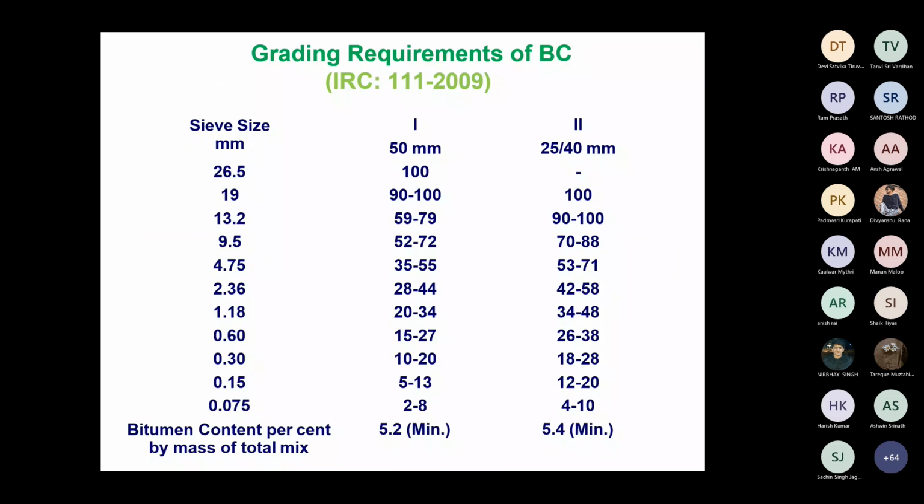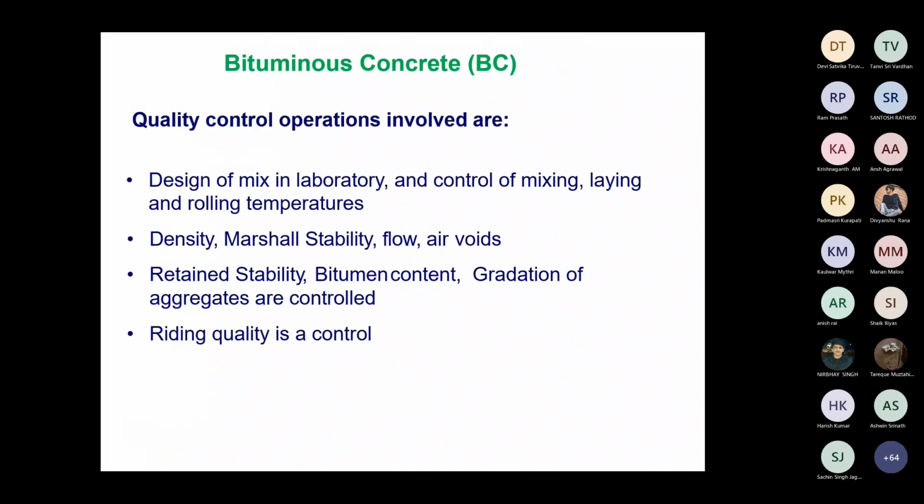Bituminous concrete has grading 1 and 2 as per IRC 111 and also as per MoRTH. For grading 1, the minimum bitumen content is 5.2, and for grading 2, the minimum bitumen content is 5.4. Okay, so you have to choose the grading to be adopted according to the thickness.